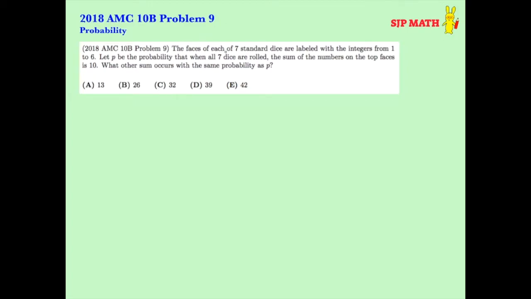The faces of each of 7 standard dice are labeled with the integers from 1 to 6. P is the probability that when all 7 dice are rolled, the sum of the numbers on the top faces is 10. And now we have to find the sum that occurs with the same probability as P. So the same probability as getting a sum of 10.